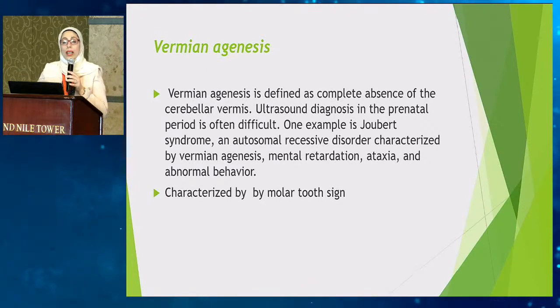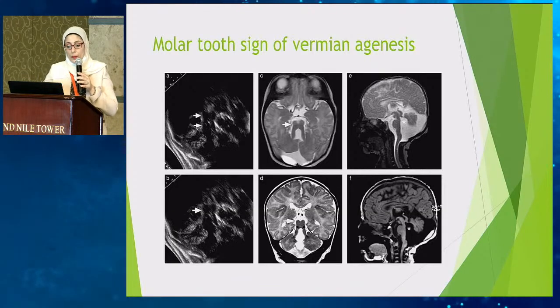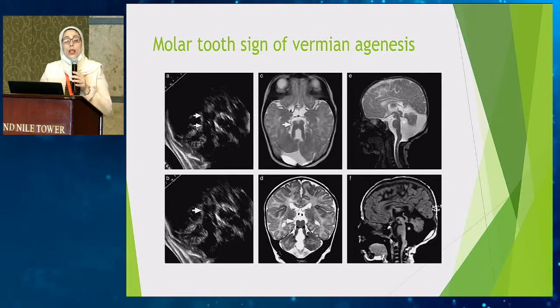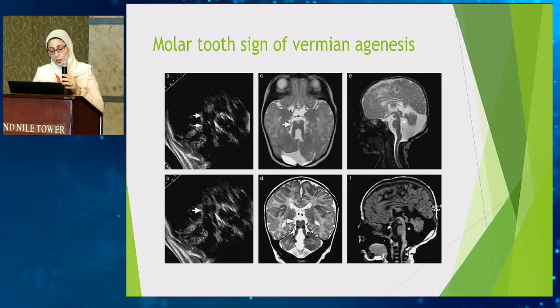والجوبرت سندروم من الحاجات الكاركترستيك ليه قوي مع الفيرمين اجينيسيس الكاركترستيك في الالترا ساوند والام ار اي هو المولر توث ساين بتاعتنا. شايفين، باين هنا في الام ار اي مولر توث ساين دي دايجنوزز اوف فيرمين اجينيسيس الجوبرت سندروم.